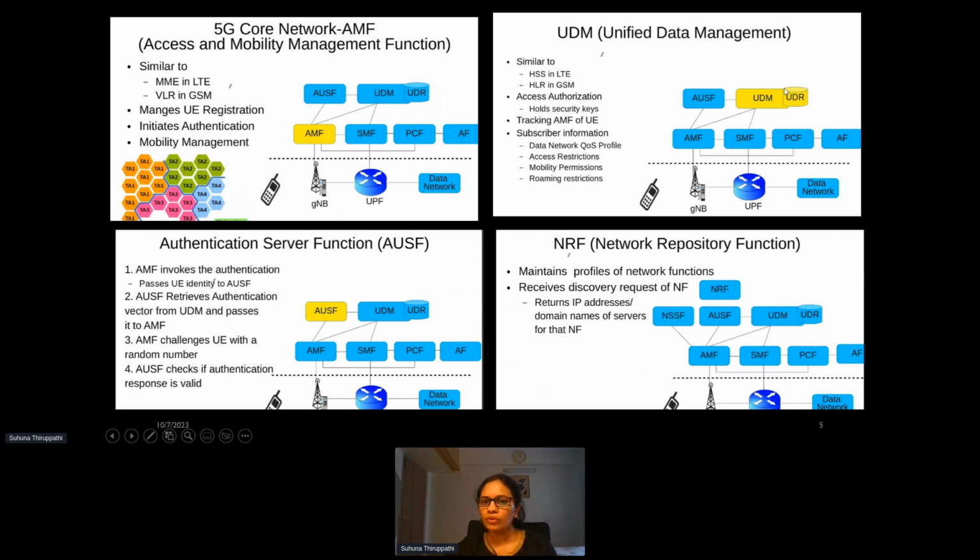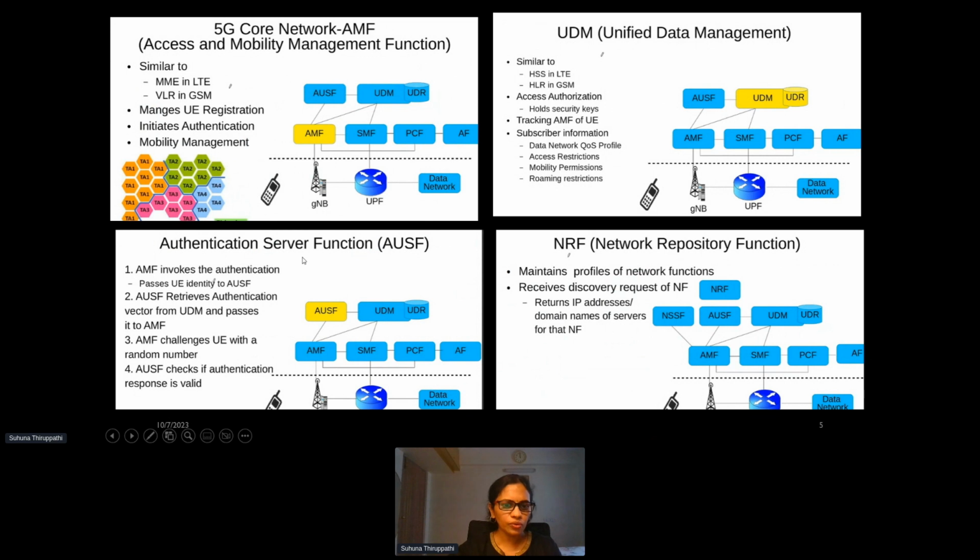And there are various security keys stored in the UDM. The UDM also stores the subscriber information such as data network profile, access restrictions, mobility permissions, and roaming restrictions. So quite a huge amount of data is stored in the UDM.